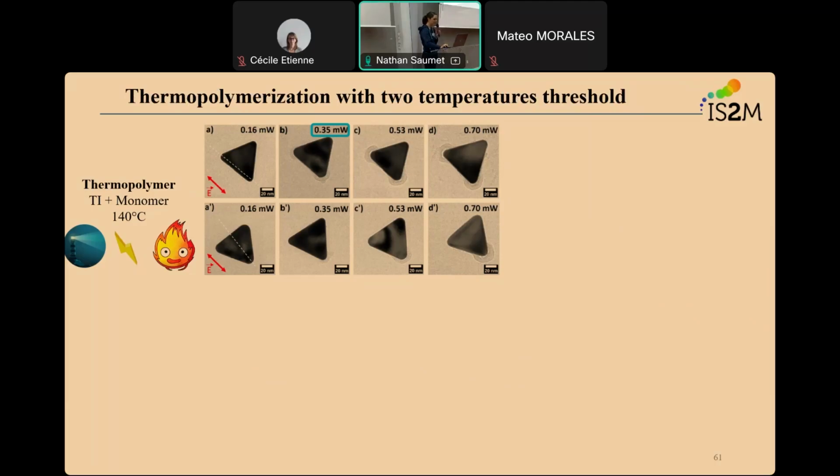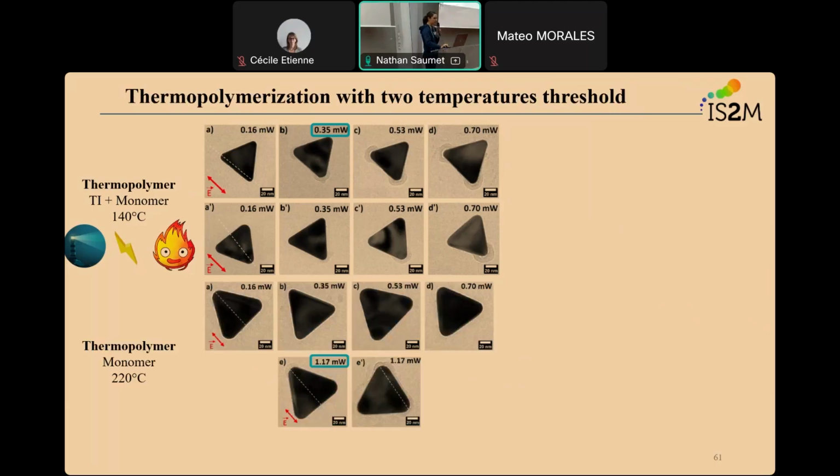So why do we observe that? We tried to do the same experiment, but removing the thermal initiator. So this formulation is only made of monomer, but the monomer will, at a certain temperature, here the highest temperature at 220 degrees, at some point start to polymerize by itself. And we observed that the incident power needed to observe that is way higher than this one. So clearly, it validates the role of the thermal initiator in the polymerization process. And in a way, it removes totally the photopolymerization pathway here.